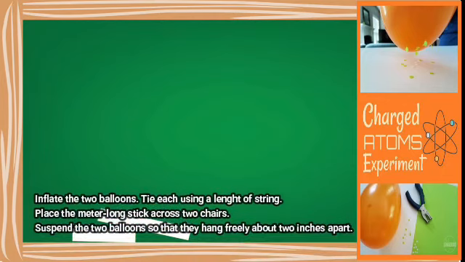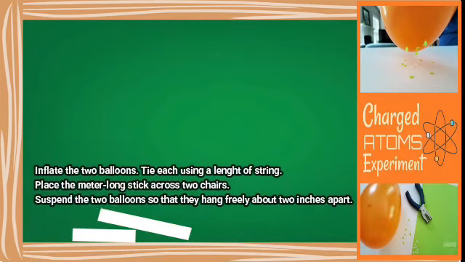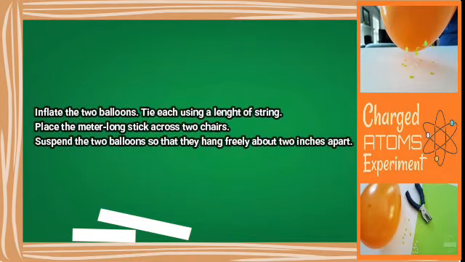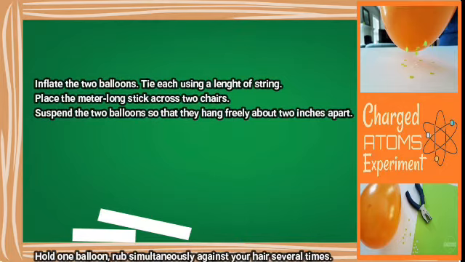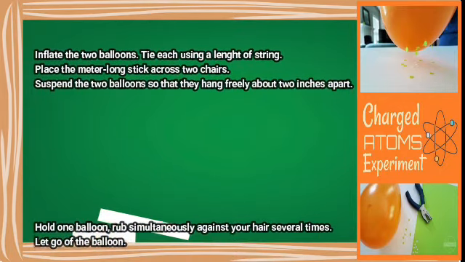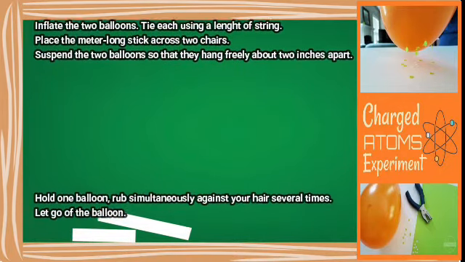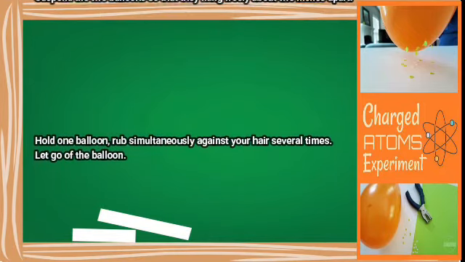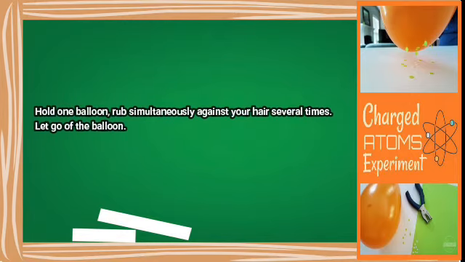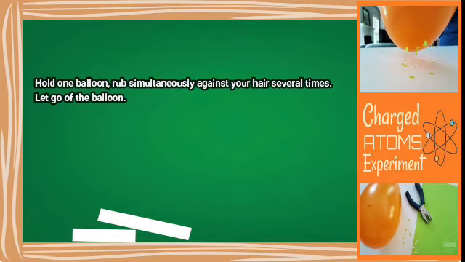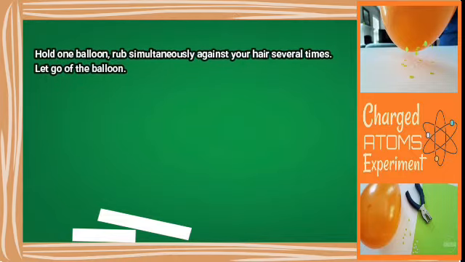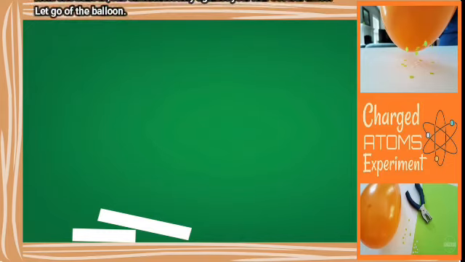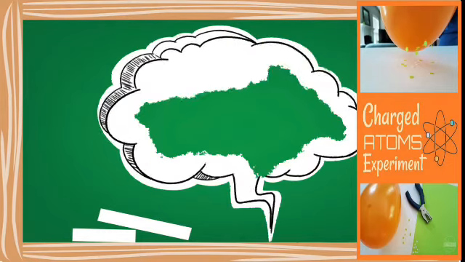First, inflate the 2 balloons. Tie each using a length of string. Place the meter-long stick across 2 chairs. Suspend the 2 balloons so that they hang freely about 2 inches apart. Next, with each hand holding 1 balloon, rub the balloons simultaneously against your hair several times. Let go of the balloons and observe.